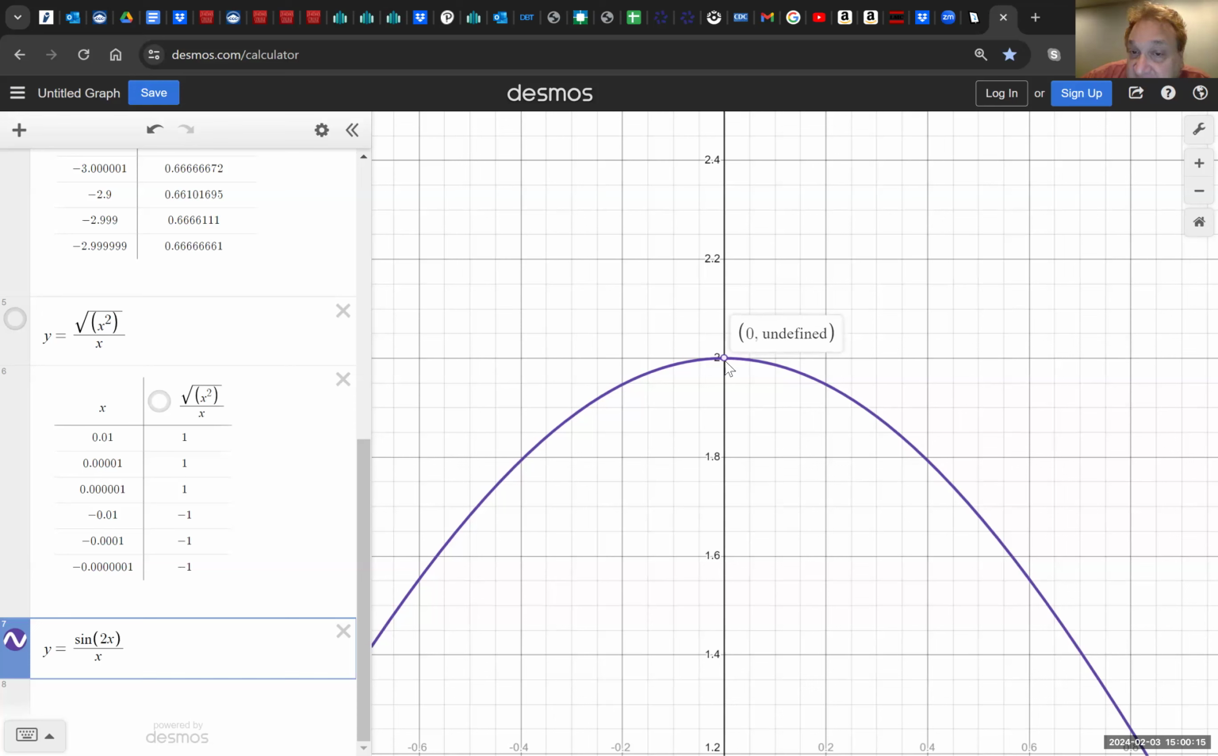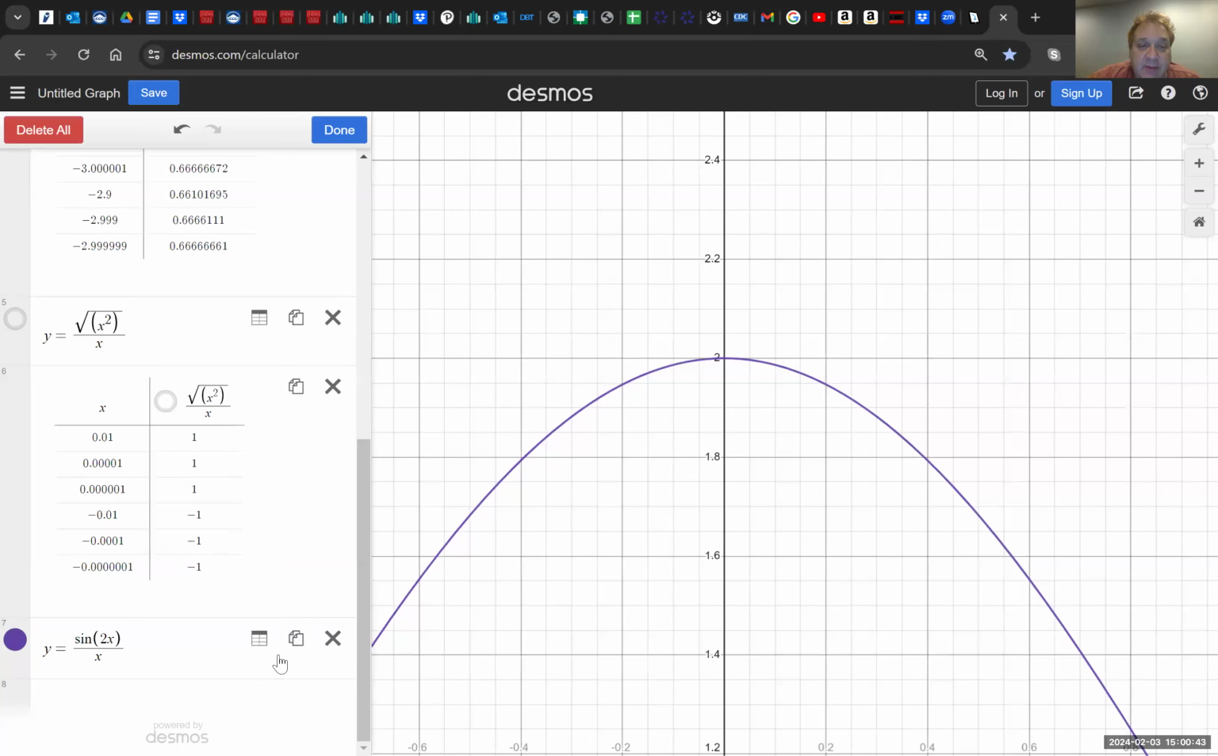It's undefined at 0. You might have realized that because when x is 0, our equation has 0 in the denominator and we cannot divide by 0. Well, I guess we can try, but we don't know what the result is when we do so. From the right-hand side, we also get values of y that are getting closer and closer to 2 as x gets closer and closer to 0. So from the graph, we can see that the limit appears to be a y value of 2.